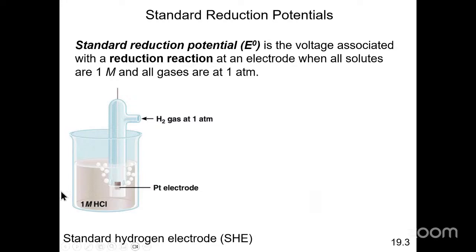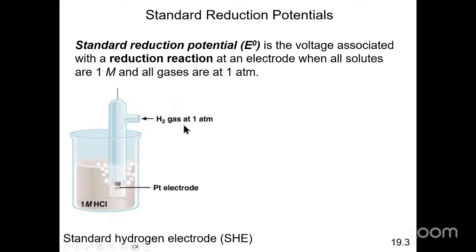It's basically a solution of 1 molar acid, typically hydrochloric acid. You have an electrode, a metal, platinum, which is inert, so it will not react with the acid. Basically, the platinum serves as a conduit for electrons exiting this electrode. And then we have hydrogen gas being forced into this tube where the platinum electrode is located. That gas has a pressure of 1 atmosphere, right? So those are the standard conditions: 1 atmosphere, 1 molar for the hydrochloric acid solution.